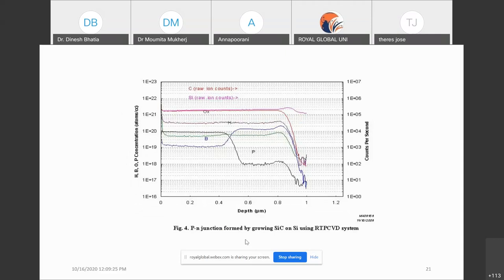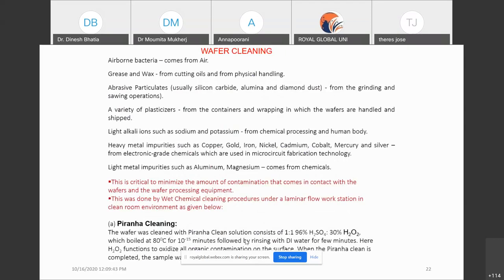So the PN junction was finally formed by growing silicon carbide on silicon in the RTCVD system that was adapted in the defense lab, and the results we obtained looked like this. And after that, the wafer cleaning, that I'm not going into much detail of, because I have already covered it. Several process steps were there, otherwise contamination effects and some shorting would occur after development of the device.